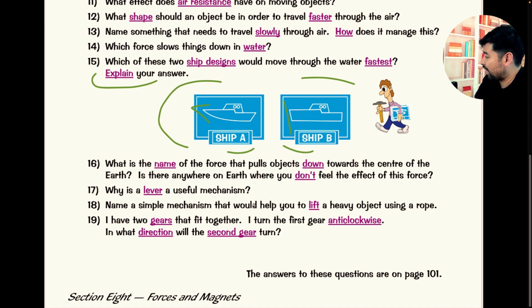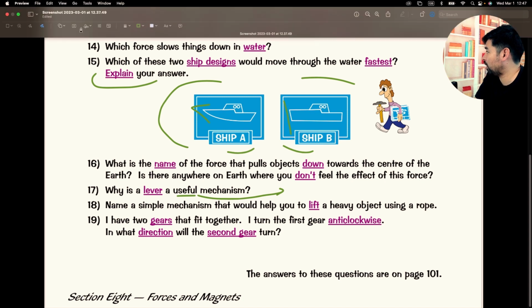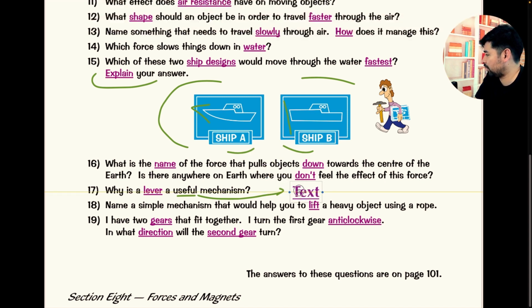17. Why is a lever a useful mechanism? Teacher, I don't know what is useful. Útil. Useful means útil. É alguma coisa útil, ok? Vou deixar aqui a translation. Útil, ok? No problem. Actually, útil tem acento, right? Let me check here. Yeah, accent on the U, okay? Sorry. Okay, very good.